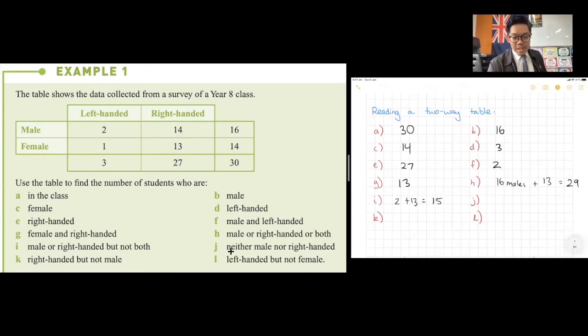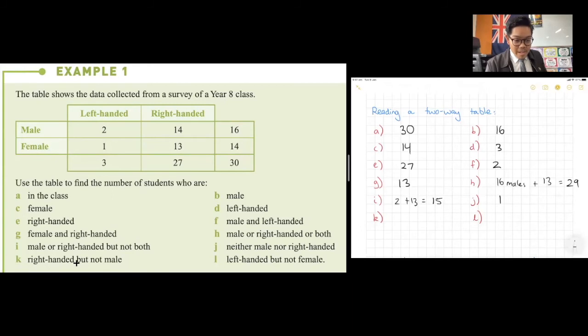All right, let's go for J. So neither male nor right-handed. That means neither male, so we're talking about females, and we're also talking not right-handed. So it means left-handed females. So that's just going to mean that there's one left-handed female, and that's going to be 1.